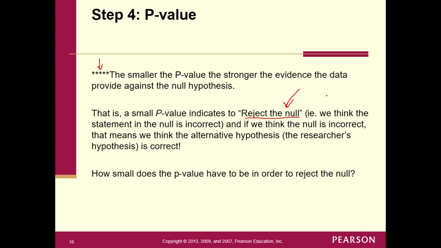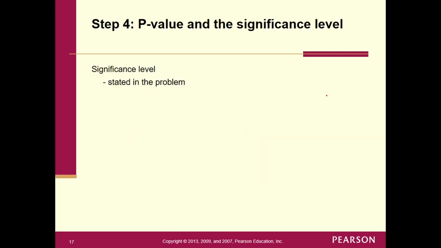So you might ask, well, how small does the probability, this p-value, have to be in order to reject the null hypothesis? By the way, before we leave the idea of the p-value, p-values are a probability, and so they have to be between what? 0 and 1. So if you ever get a negative p-value, you've done something wrong. If you ever get a p-value that's greater than 1, you've done something wrong. It has to be from 0 to 1. It is a probability.